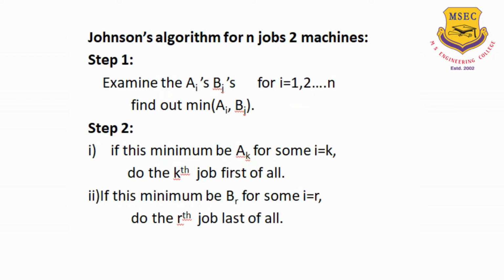We have Johnson's algorithm, which we consider for solving the n jobs and 2 machines problem. We examine the A_i and B_i, that is the processing times for processing the jobs on machines A and B. We find the minimum of the A_i and B_i. If the minimum is A_k, for some i equal to k, we do the kth job first of all. If the minimum is B_r, that is for i equal to r, we do the rth job last of all.